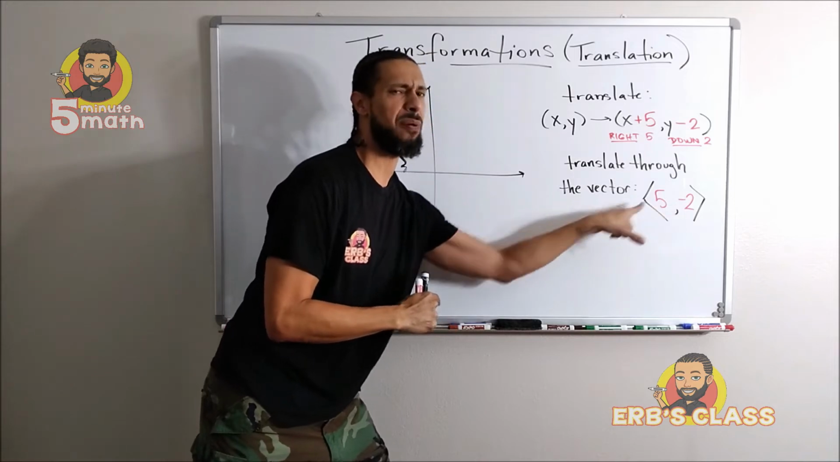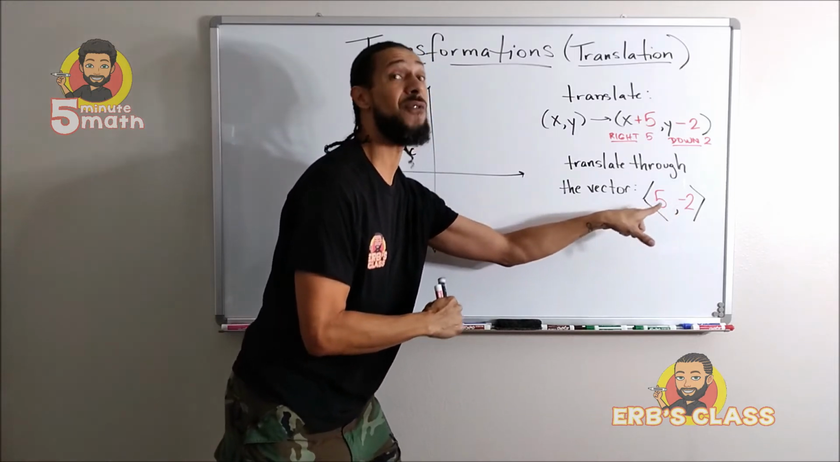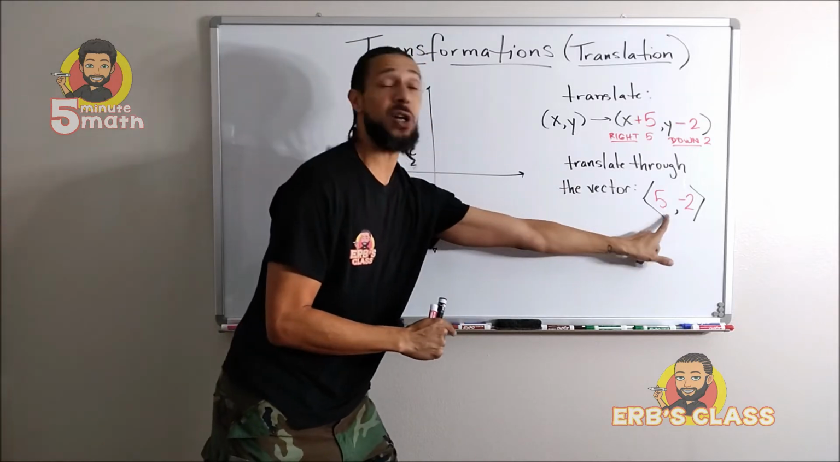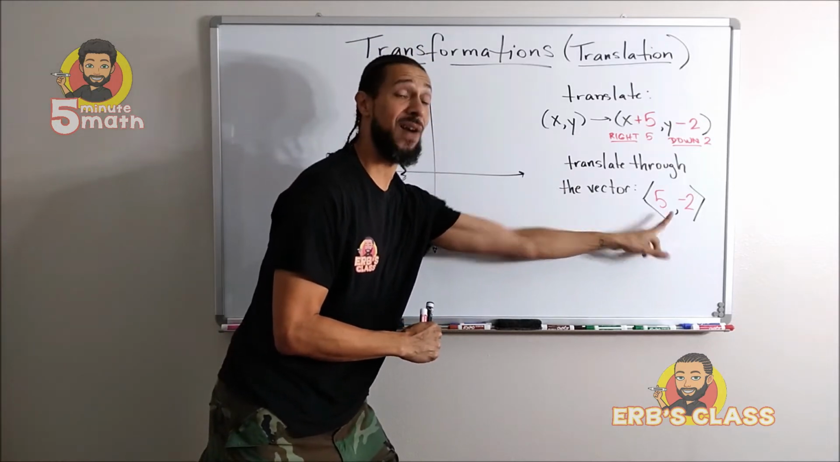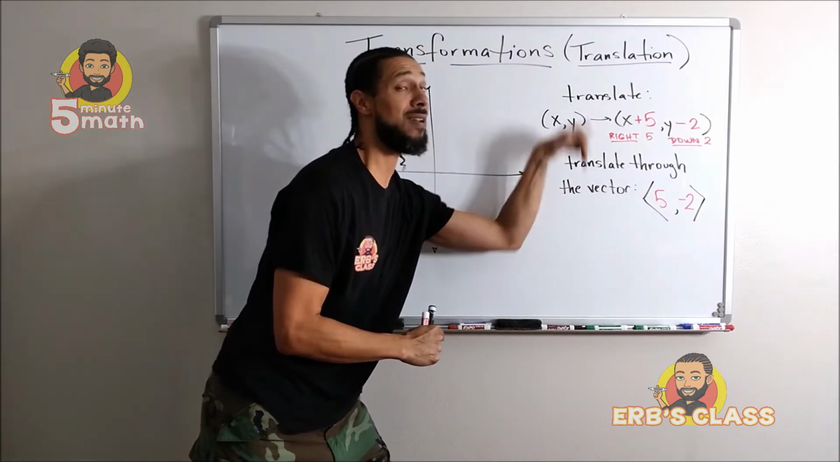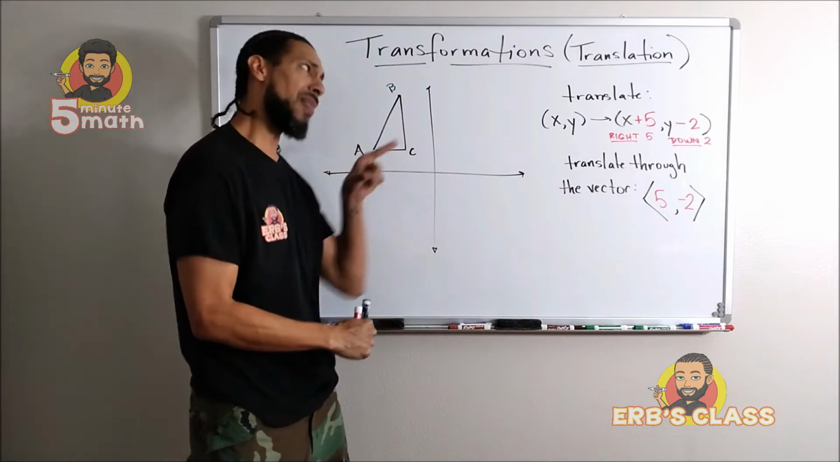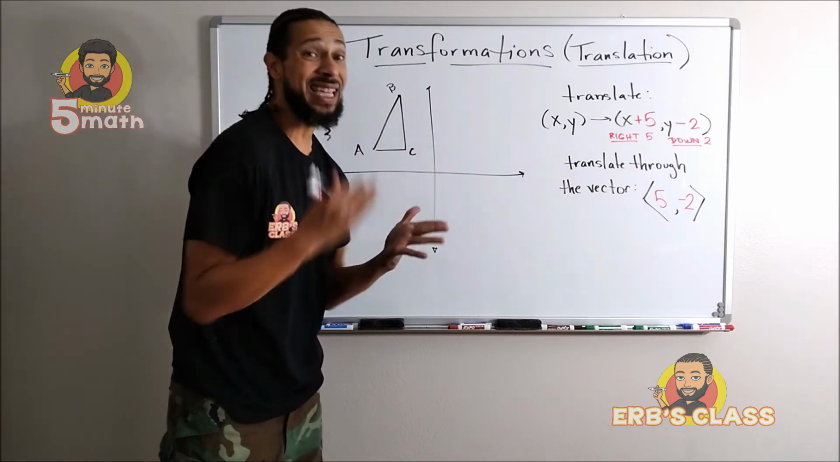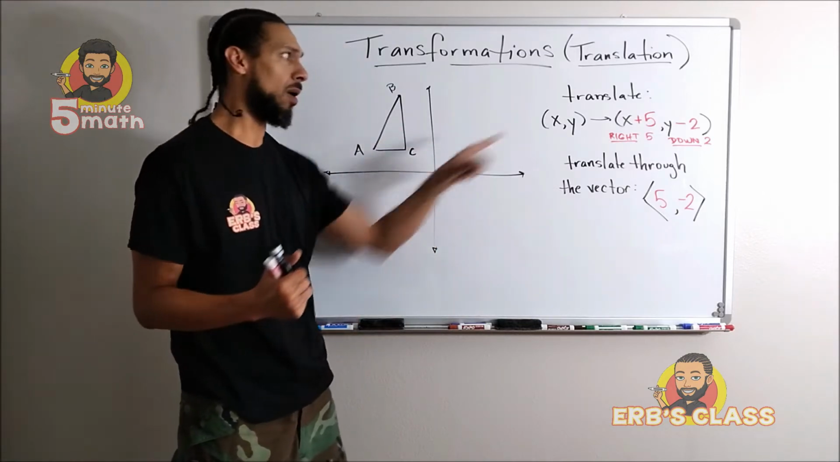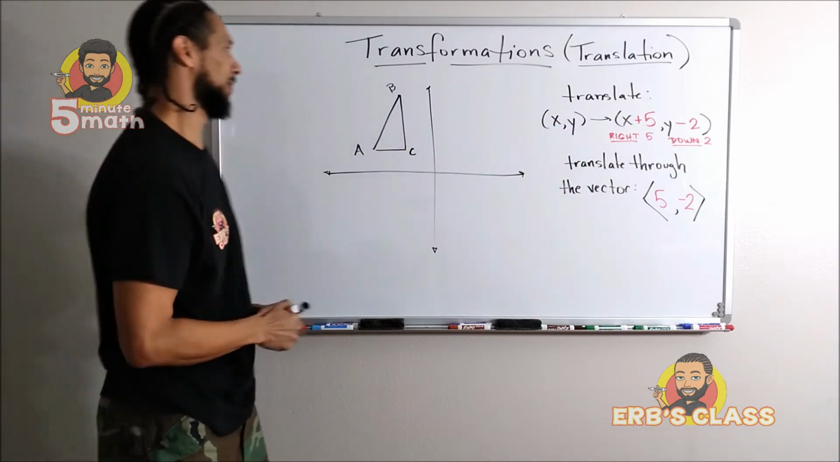Now, this vector notation means exactly the same thing. Notice the different parentheses. These pointed parentheses mean movement, mean vector. So the first number is still the X movement, +5, right 5. The second number is still the Y movement, -2, down 2. So to move this shape that way, I'm going to take each and every point and move them right 5, down 2. Just like this.